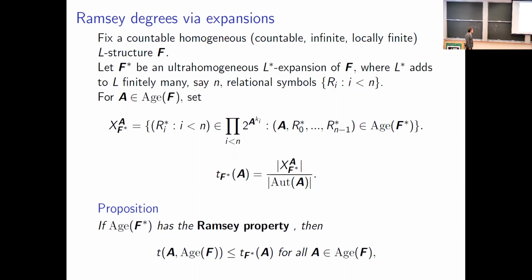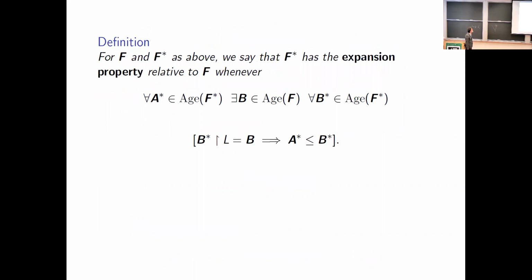So this number is a natural upper bound. So this is finite. That's what we're interested in. And so this is the expansion property, the ordering property that I mentioned to you last time. Simply that you can always find that embedding, no matter how you expand it.